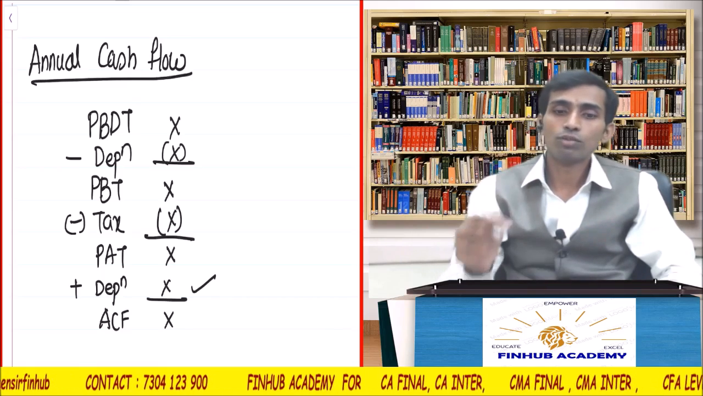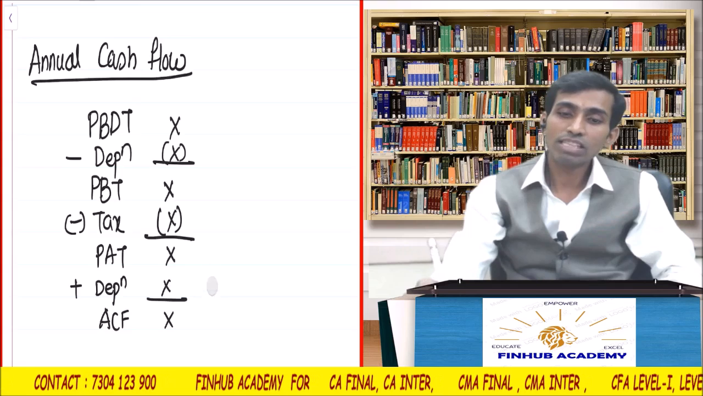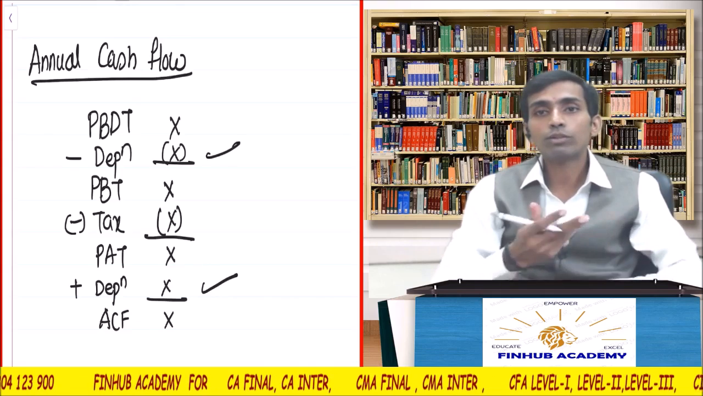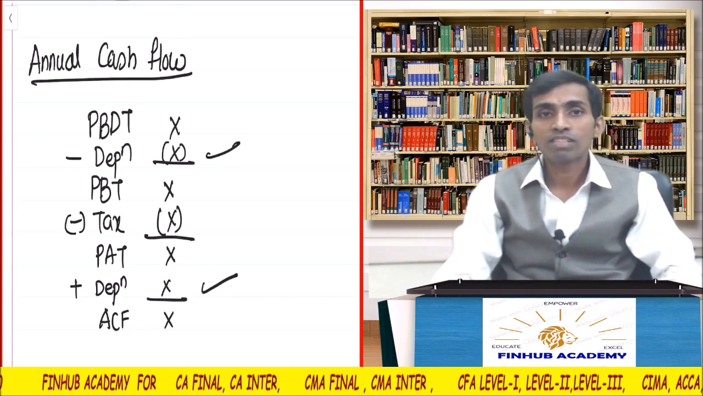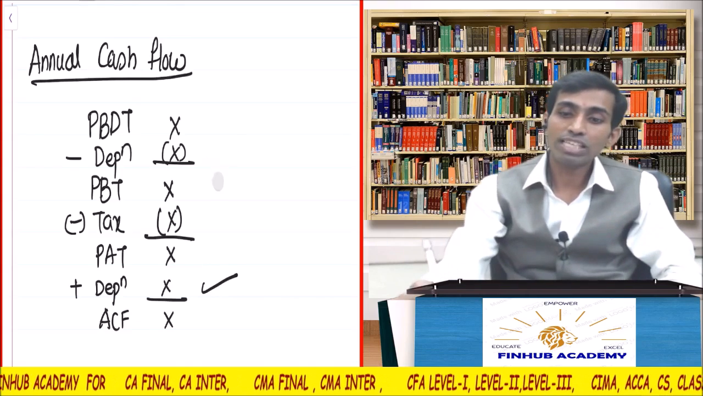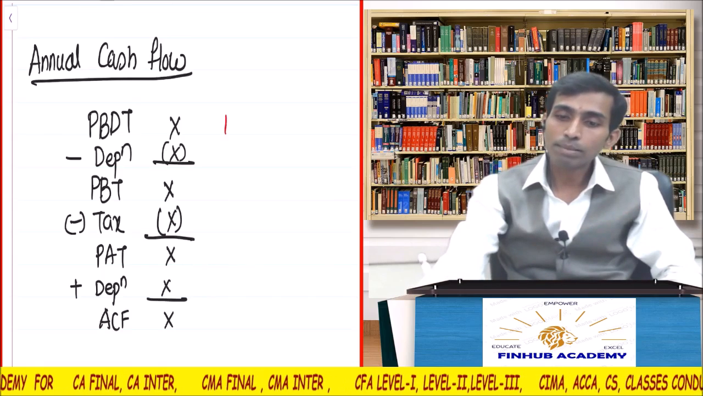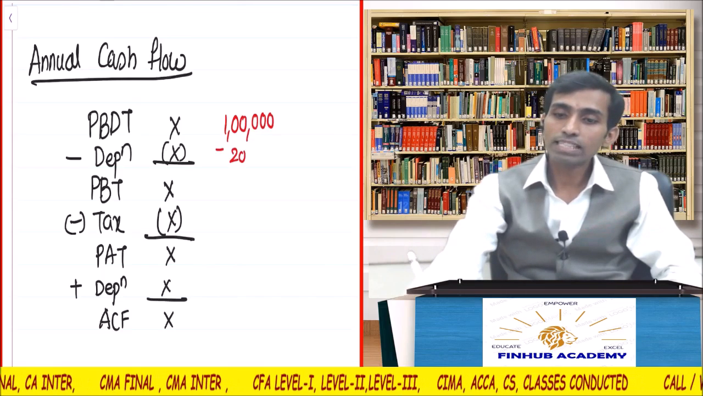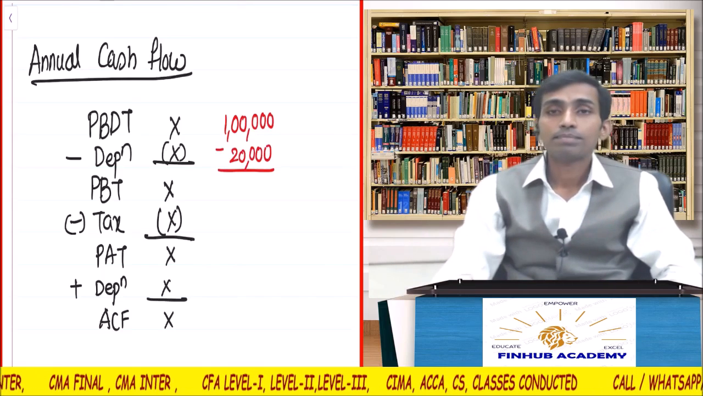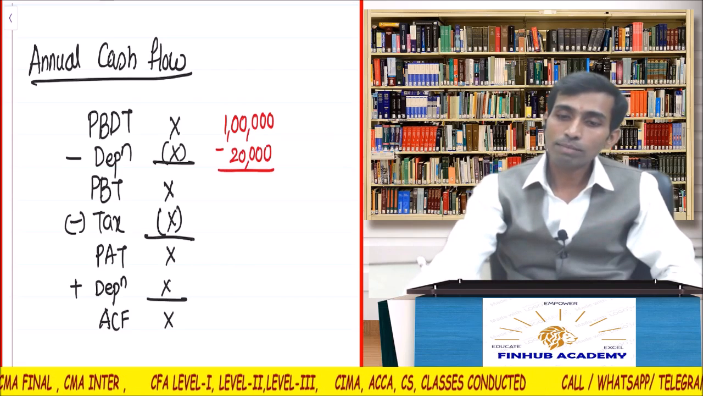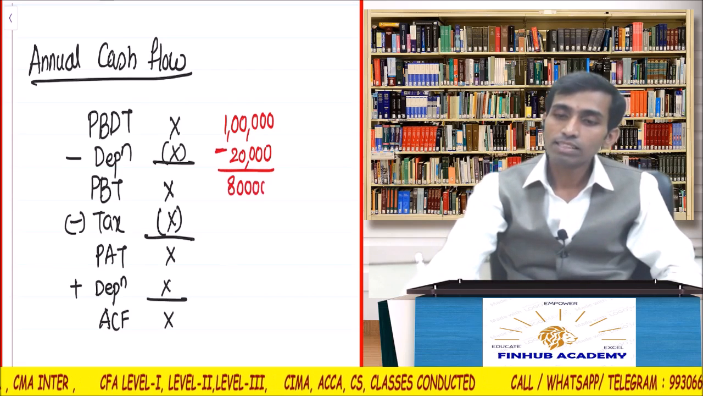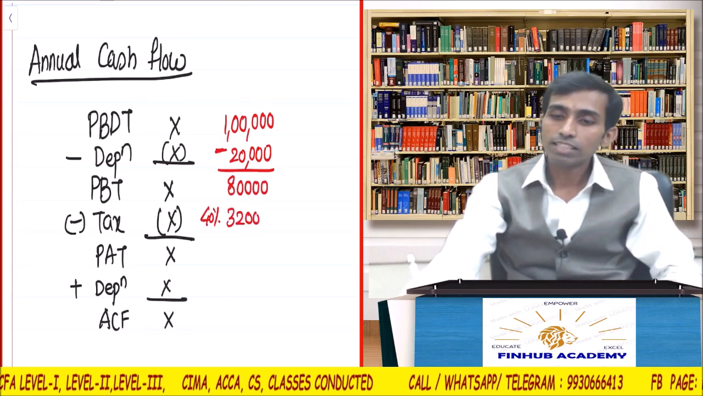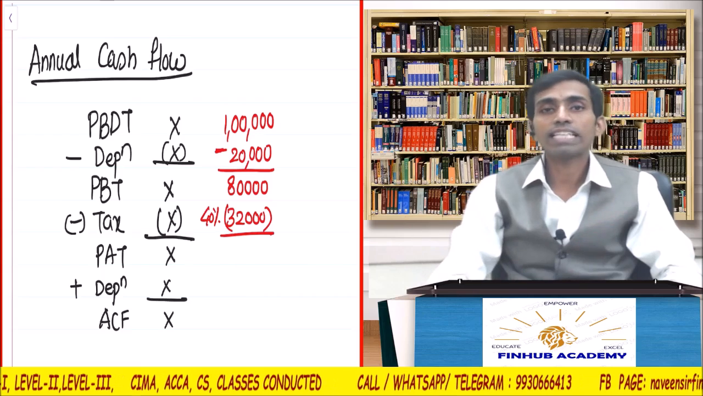Understood? See, I will give you one example. Math students will feel that minus and plus ultimately should become 0, no need to take it. No, it is not like that, because tax is in percentage, so it will impact you. If my PBDT is 1 lakh and my depreciation is 20,000, then if I minus this 20,000, my PBT is 80,000. On that, 40% tax will be how much? 4 8s are 32,000. 80,000 minus 32,000, how much?